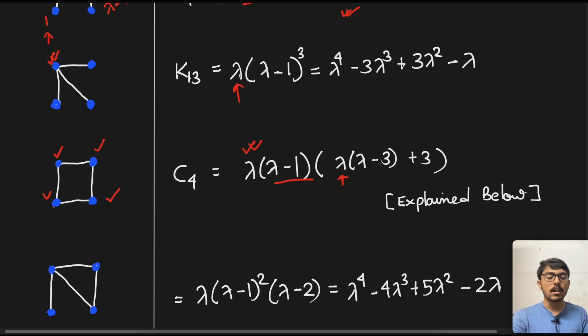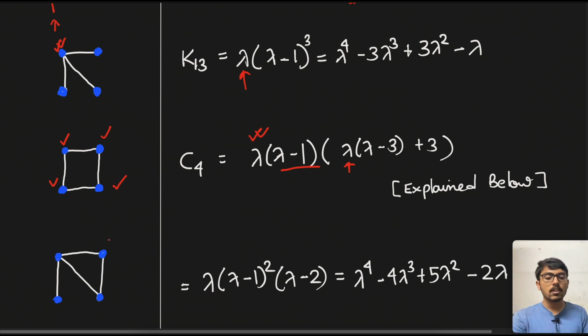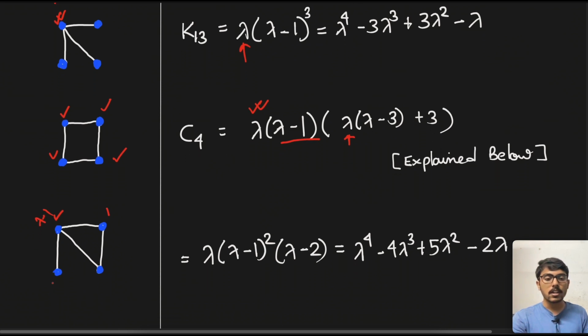Let's come to this graph. Let's take this one as the first vertex, so it will have lambda ways. Let's take this one as the second vertex, so it will have lambda minus 1 ways. Again this one, if we take, will also have lambda minus 1 ways, because they are in line. But if we see this particular vertex, it is connected to both this vertex and this vertex.